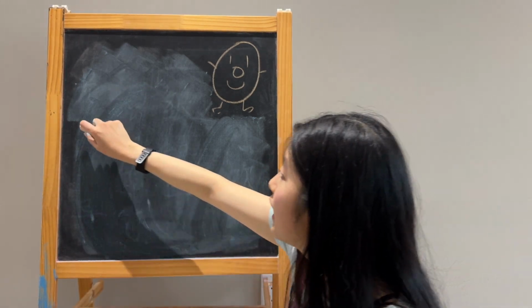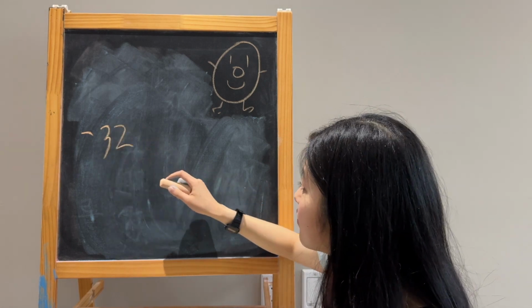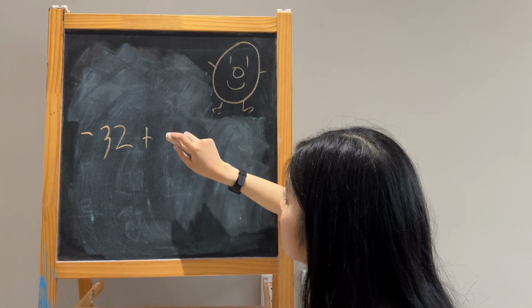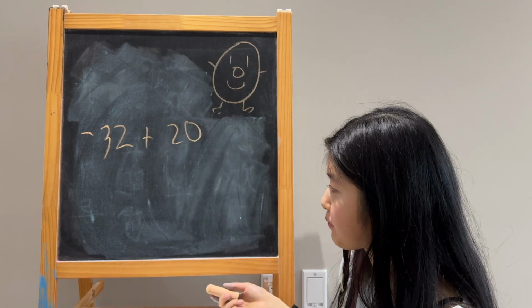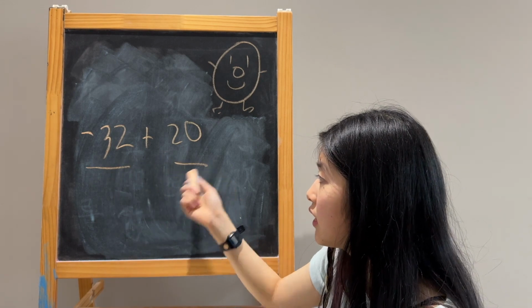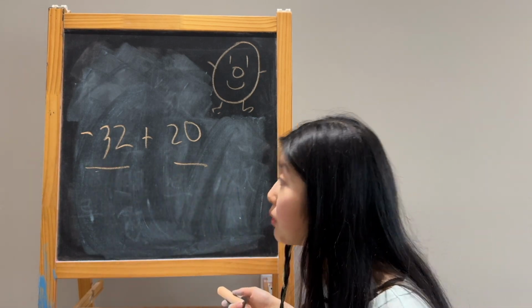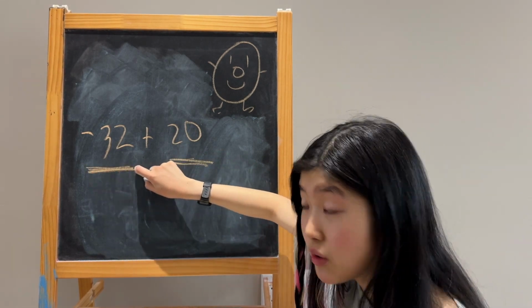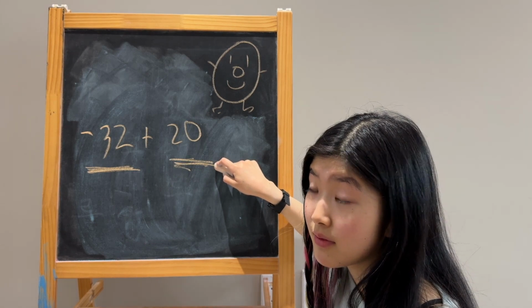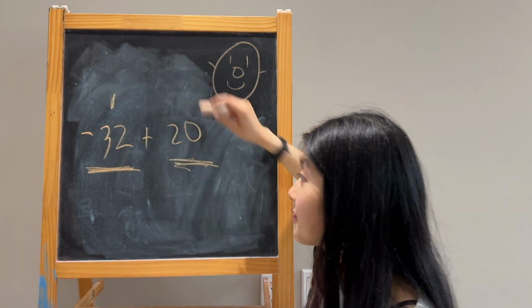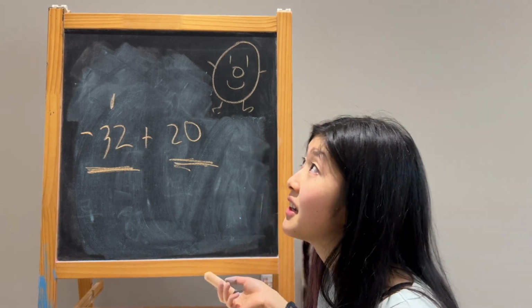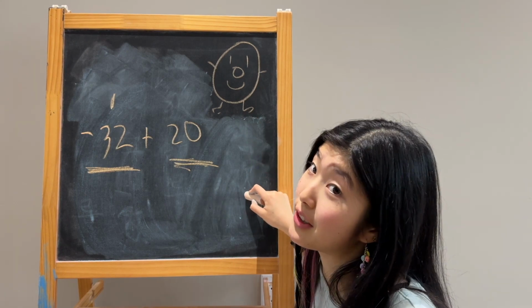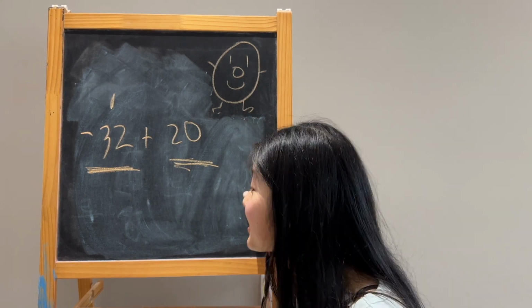Okay, let's do negative 32 plus 20. Okay. Well, after looking at the absolute value, we look at the magnitude, right? So which one has the bigger magnitude? Is it negative 32 or 20? It is negative 32, right? Because if I have 32 donuts, and my brother has 20 donuts, then that means I have more donuts than my brother.